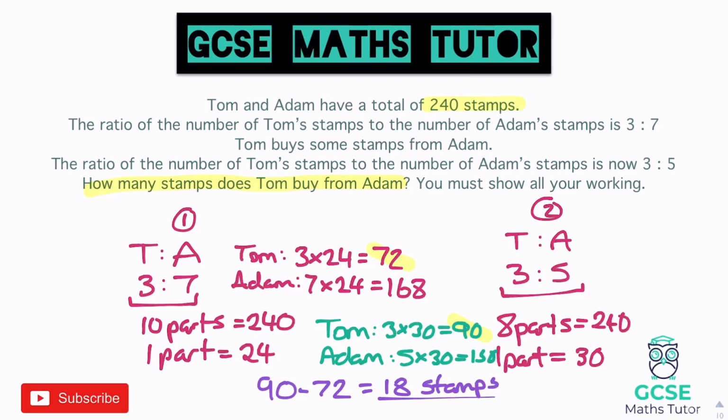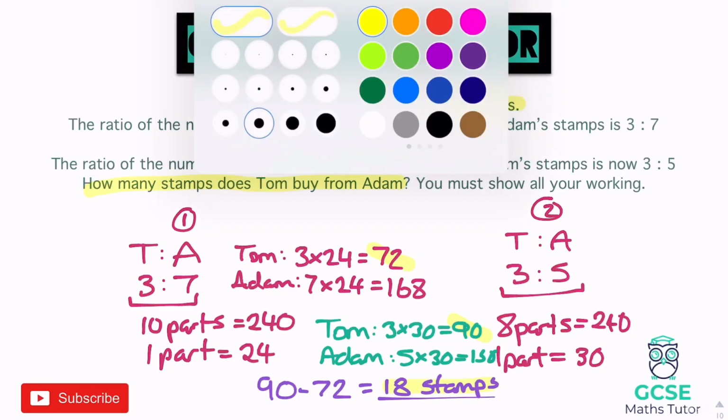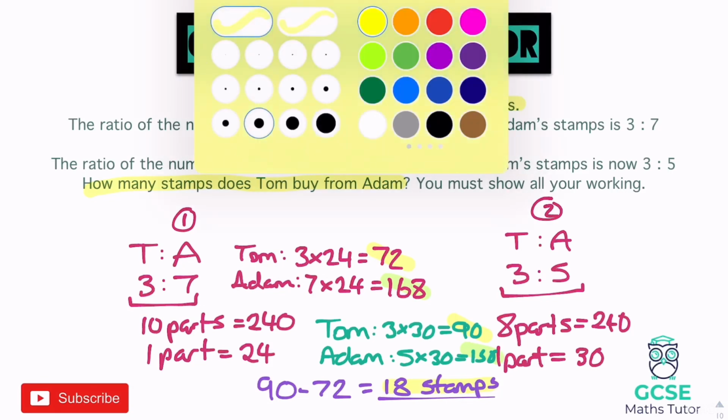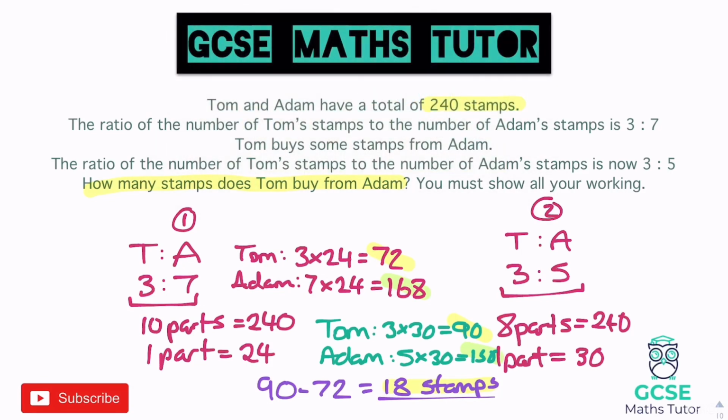And obviously we could have taken that from Adam as well. We could look at the fact that Adam started with 168 and then dropped down to 150, which is a loss of 18 stamps as well. So you could look at that in both different ways, but there we go, there's a difference of 18.